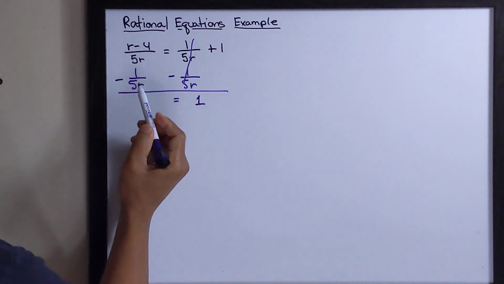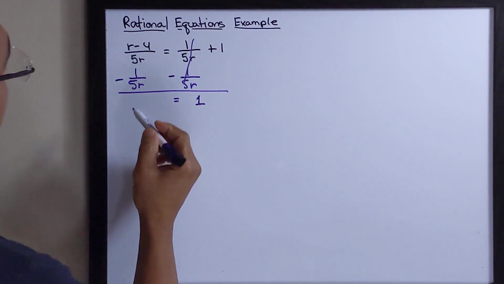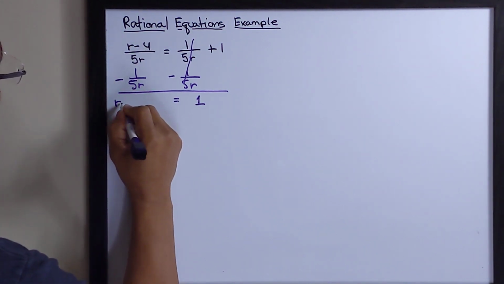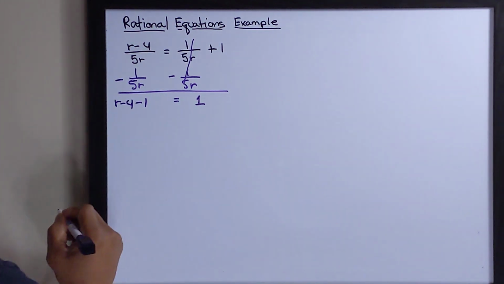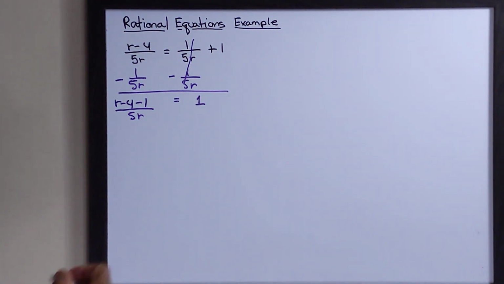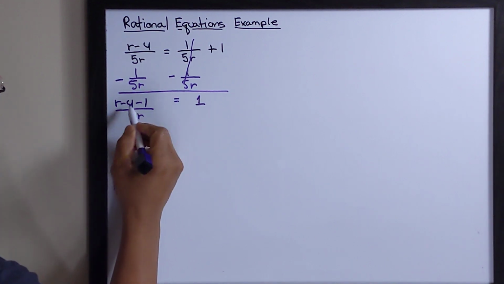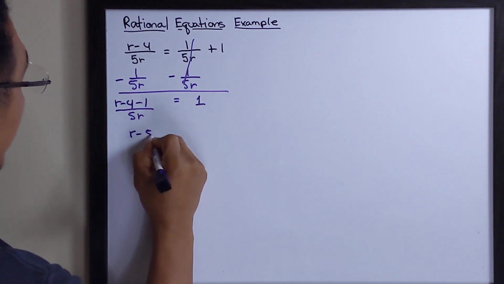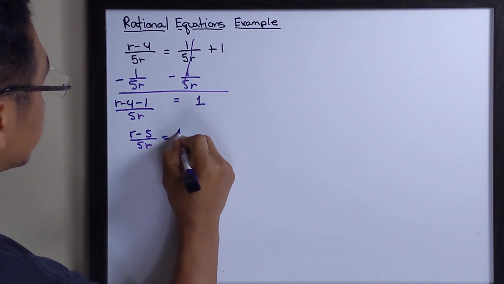On this side, since I have a common denominator, I can actually resolve the numerators. But before I do that, I'm just going to show you what it looks like when I write it all out. What I should have is r minus 4 minus 1. That's that minus 1 right here, all over 5r. So that is my new fraction on the left-hand side. However, I have like terms on this side, which is a negative 4 and a negative 1, so this becomes r minus 5 over 5r equals 1.